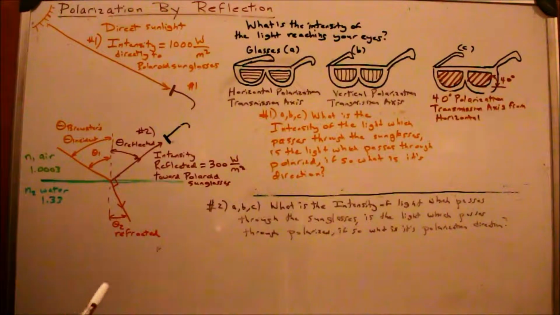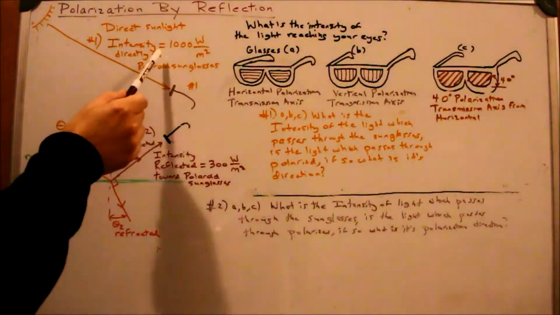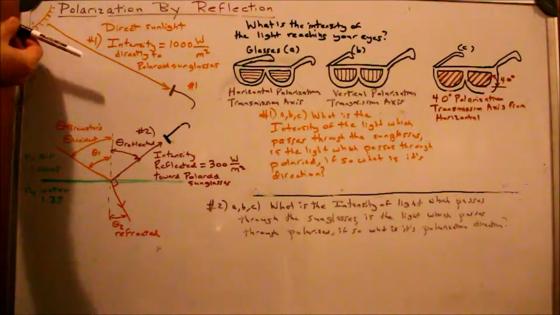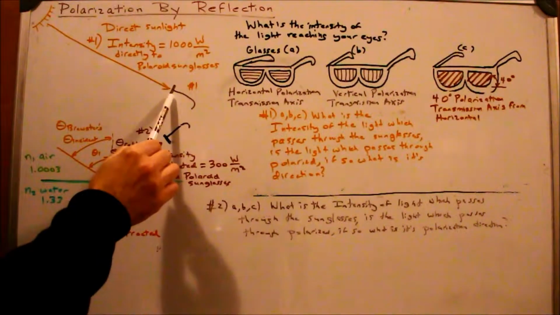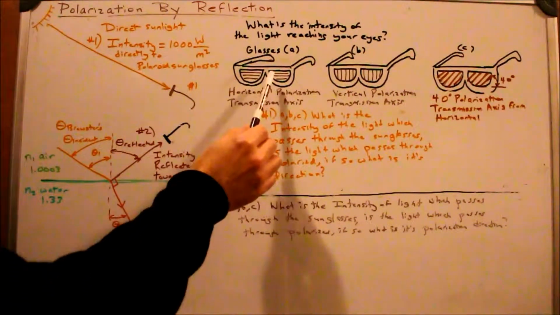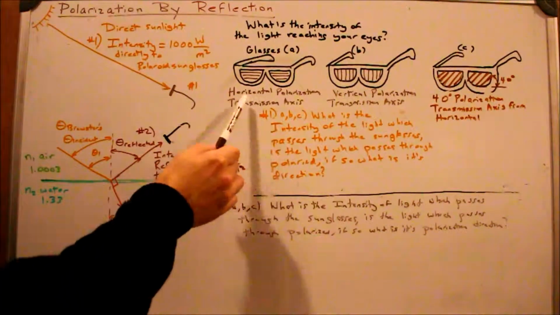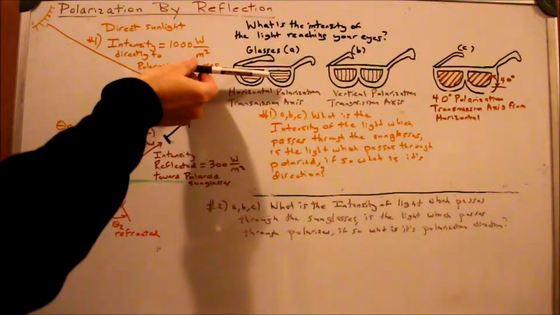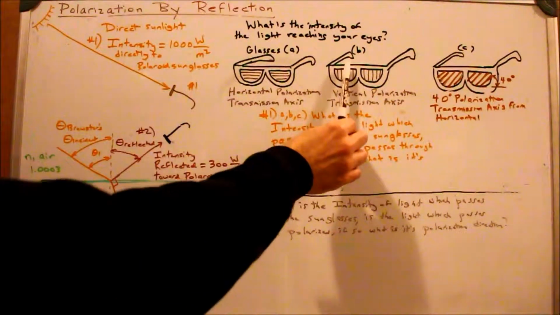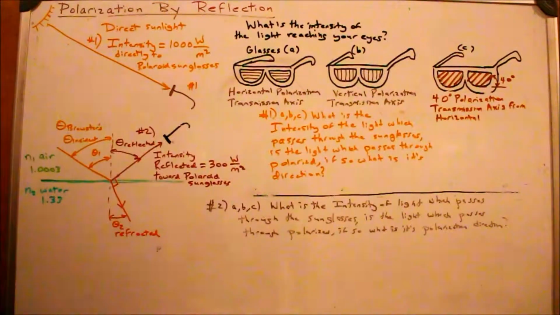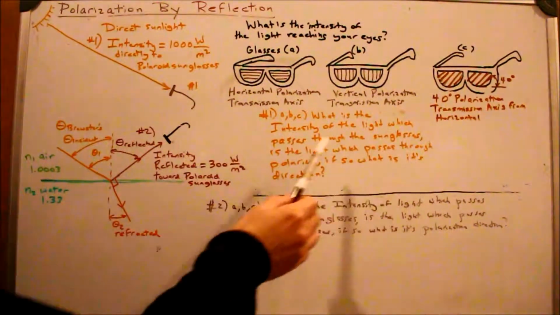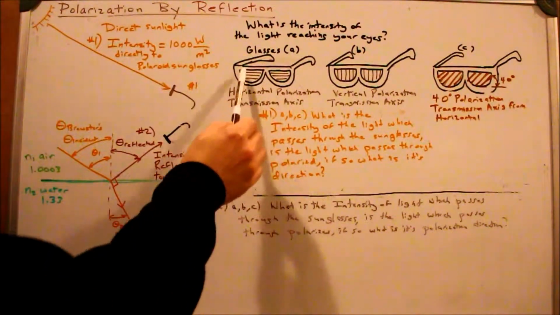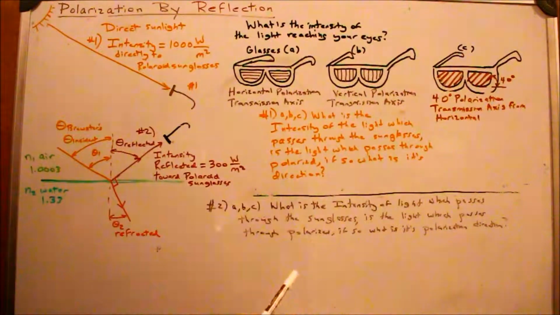Now I have two problems, and each problem has multiple parts. The first one: I have direct sunlight of an intensity of 1,000 watts per meter squared going directly to the polarized sunglasses, and I'm looking directly at the sun with the polarized sunglasses. I have three different types of glasses I could have on, A, B, and C. The only difference is the polarization transmission axis. For A the axis is horizontal, for B the polarization transmission axis is vertical, and C is at 40 degrees from horizontal. The question is, what's the intensity of the light which passes through the sunglasses? So give me an answer for 1A, 1B, and 1C as far as intensity.